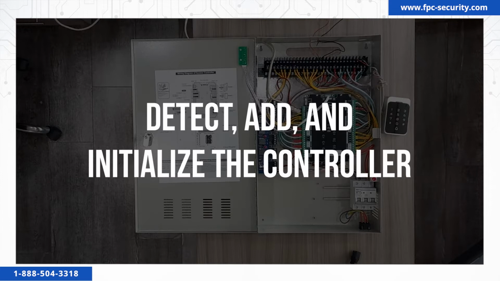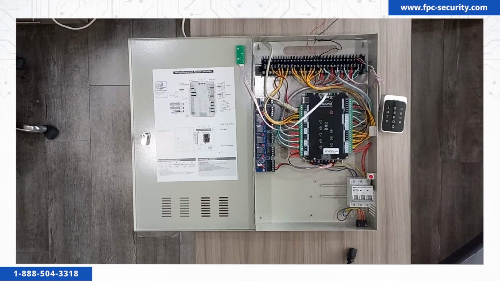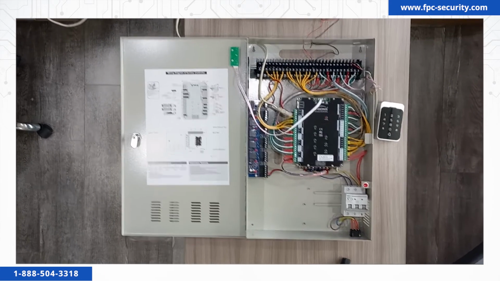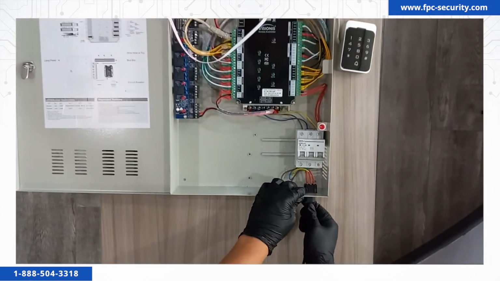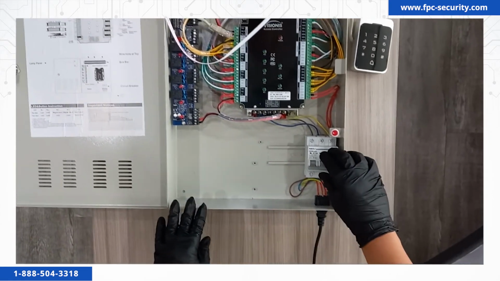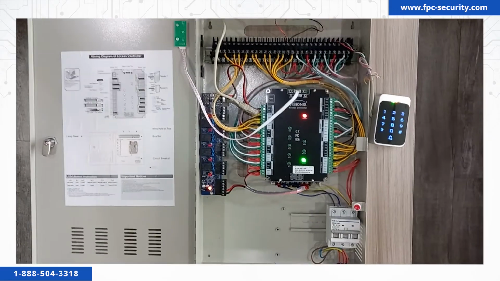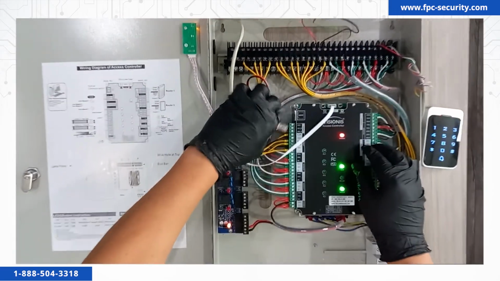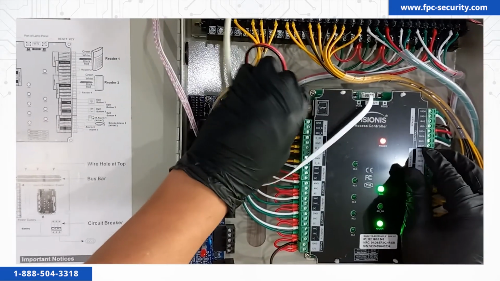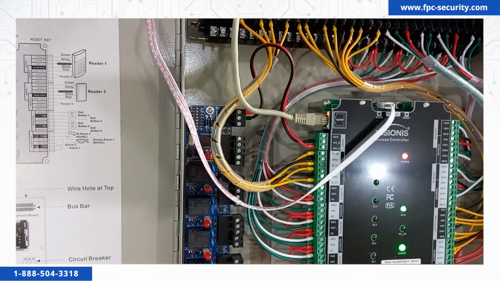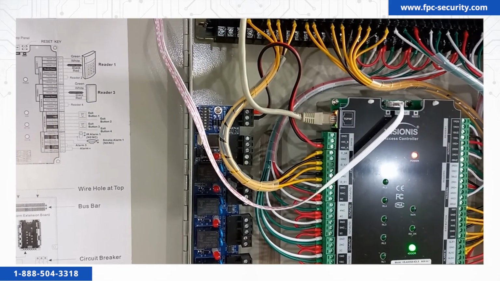Detect, add, and initialize the controller. Now that we have done that, make sure that you have your access control panel turned on and that you have connected it to your router via LAN network connection. If this is not done, the next step will not work. In this case, we are connecting the panel directly to the PC.